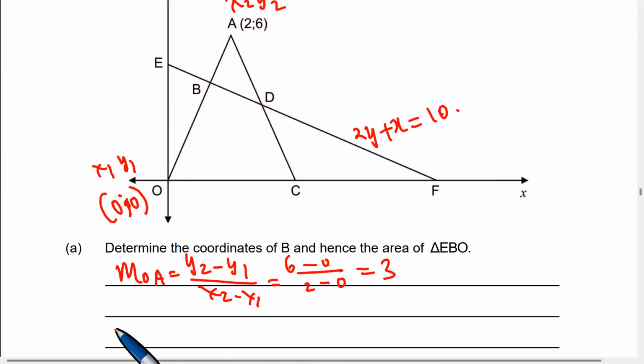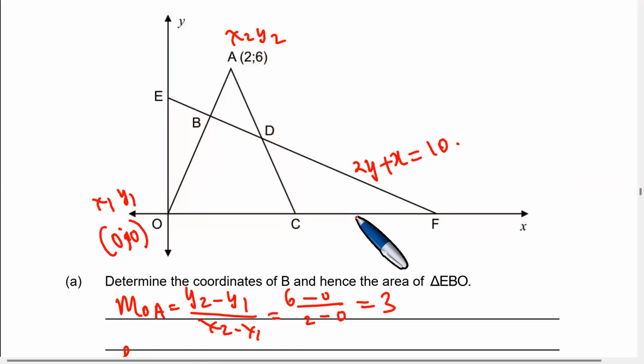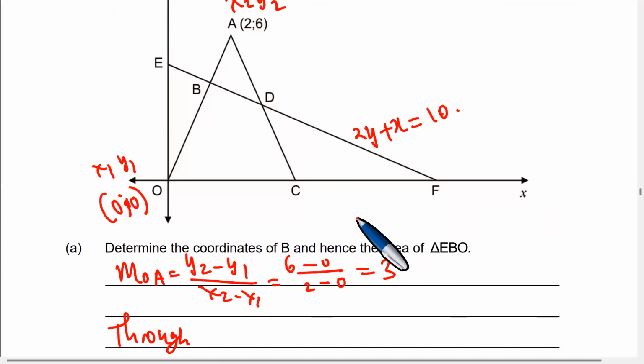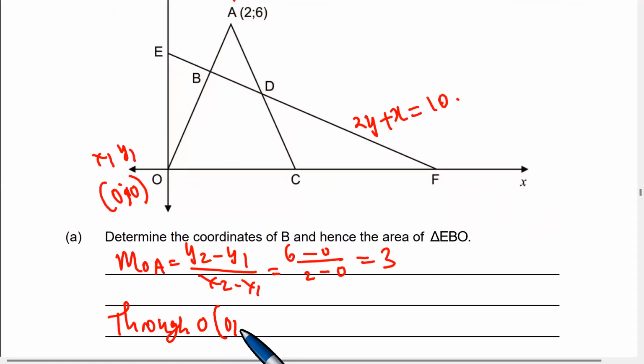Then you want to find the equation. Obviously OA passes through the origin. We can use mx plus c, which means y equals the gradient, 3, times x plus c.